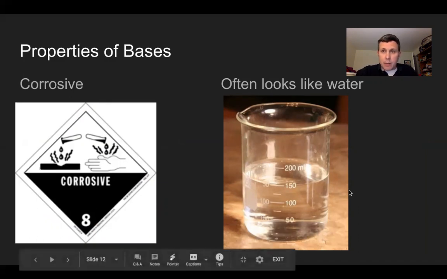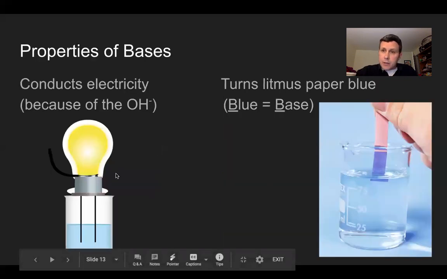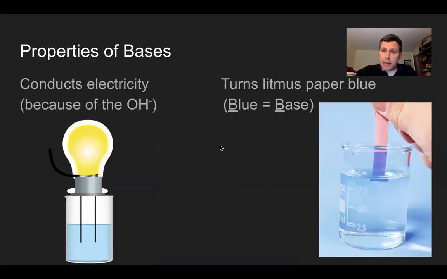And again, they often look like water. They conduct electricity because of the OH− ions, and they turn red litmus paper blue. I'm not going to quiz you on this, but if you wanted to know, blue for base is one way to remember this.